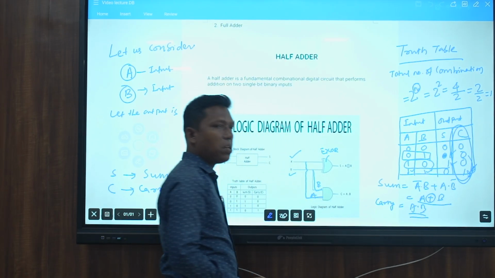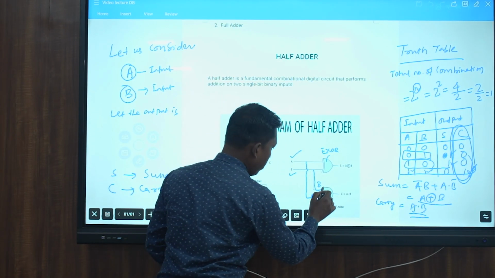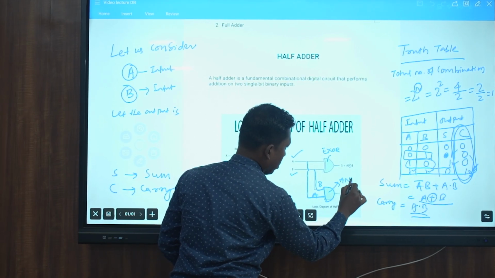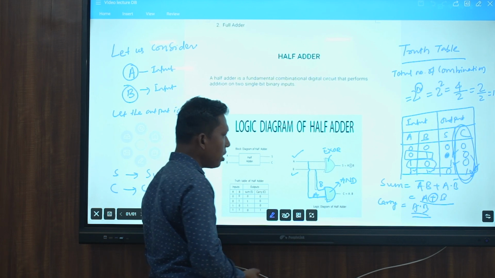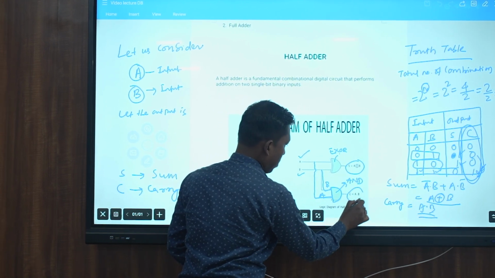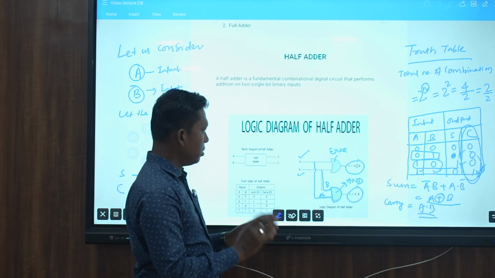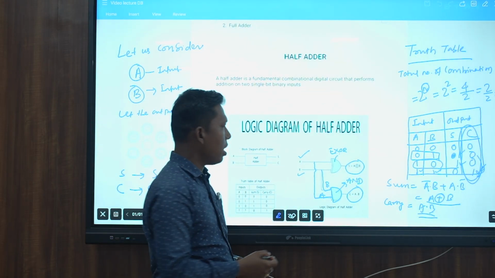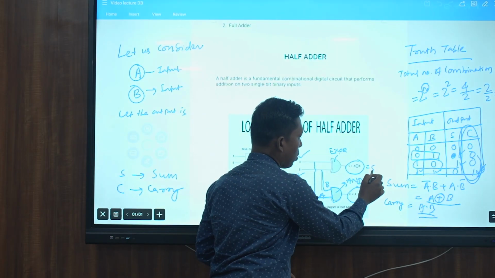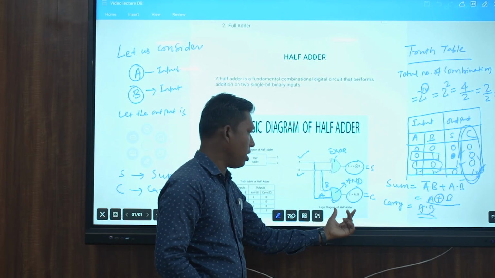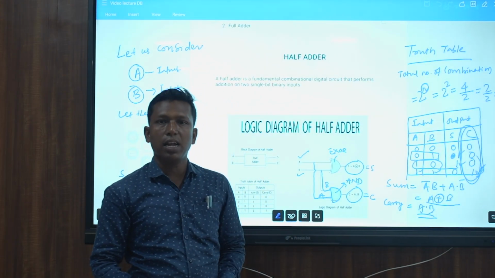A into B is a product operation. If you consider an AND gate, then the product expression can be obtained. So this is XOR, this is AND. In this way, the circuit diagram or logic diagram is designed by using two inputs, one is A and another one is B, and the outputs are sum and carry, where sum is A XOR B and carry is A into B. This is regarding half adder. So that's all.